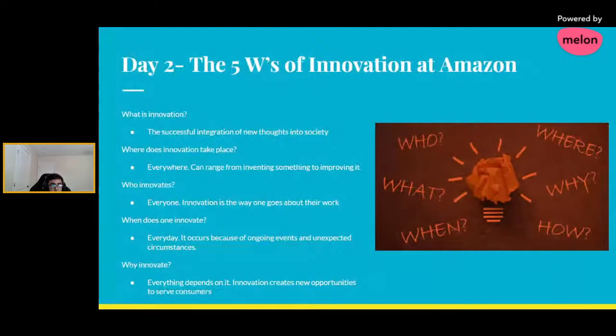All right, next we're going to be talking about the 5 W's of innovation at Amazon. So it's what is innovation, where does it take place, who innovates, when does one innovate, and why innovate in the first place. So for what is innovation? It's the successful integration of new thoughts into society. It takes place everywhere and can range from inventing something to improving it. Who innovates? Everyone.